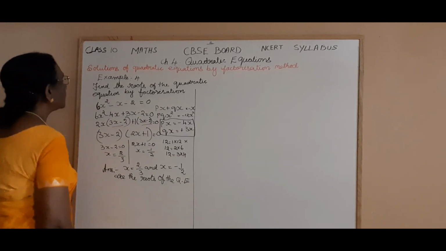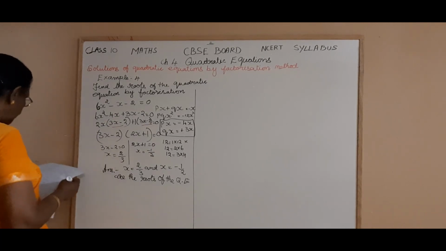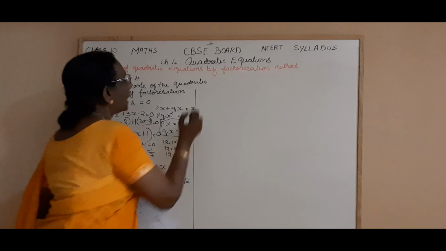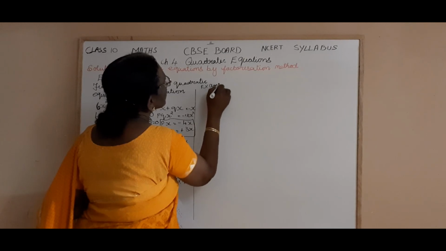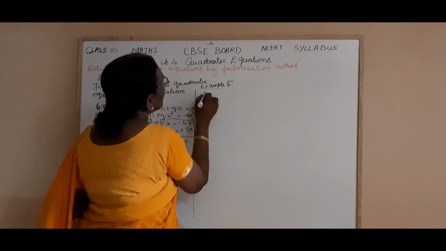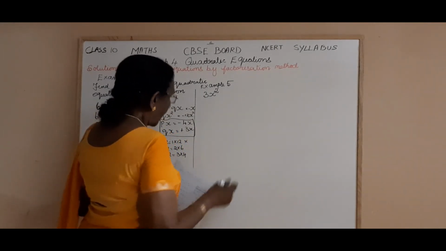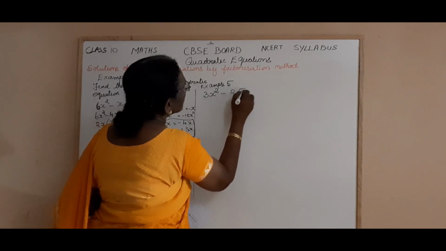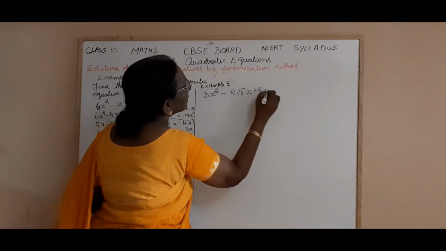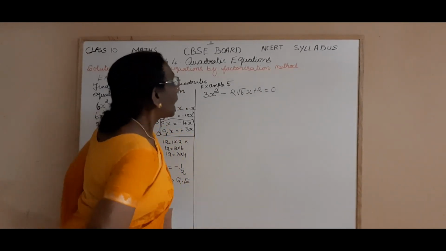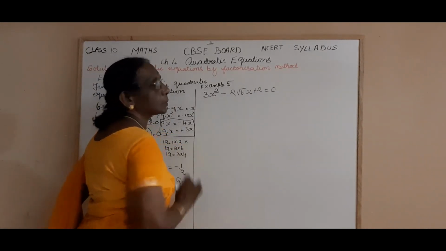Is it clear, children? Then now we'll move to example 5. The equation is 3x square minus 2 root 6x plus 2 is equal to 0. And here the first term is 3x squared, second term is minus 2 root 6x, last term is 2.